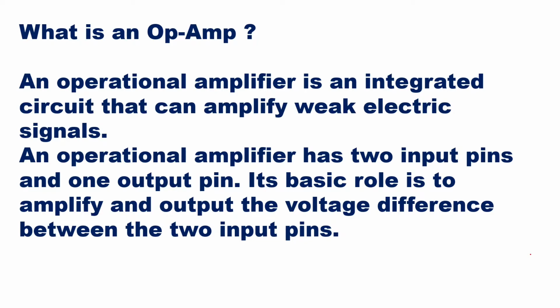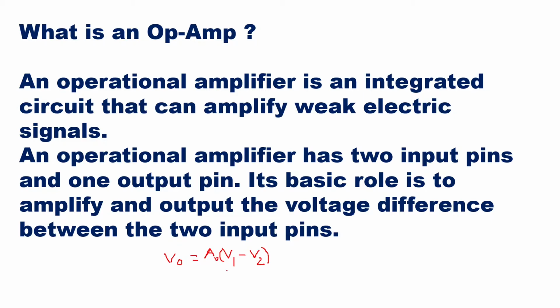An operational amplifier has two input pins and one output pin. Its basic role is to amplify and output the voltage difference between the two inputs. So if you see the output voltage V0, it will be equal to the difference between the two voltages, V1 minus V2, and that also amplified with the gain AD.